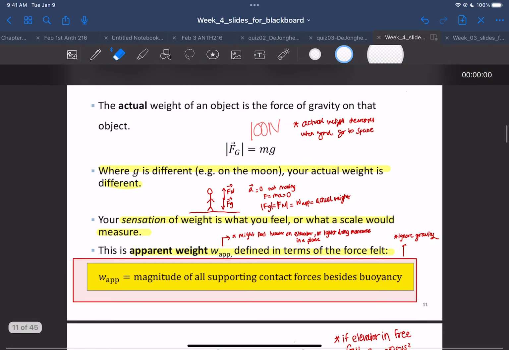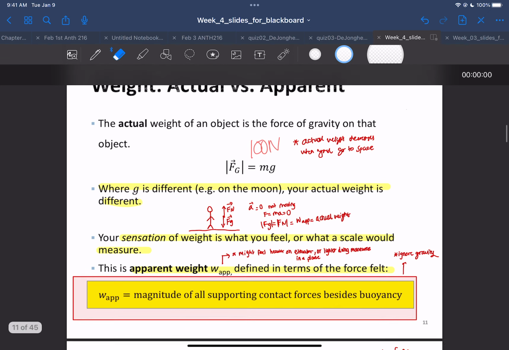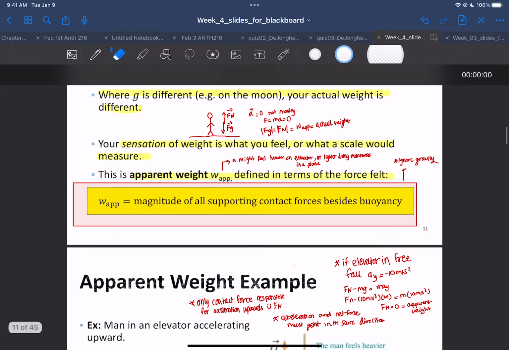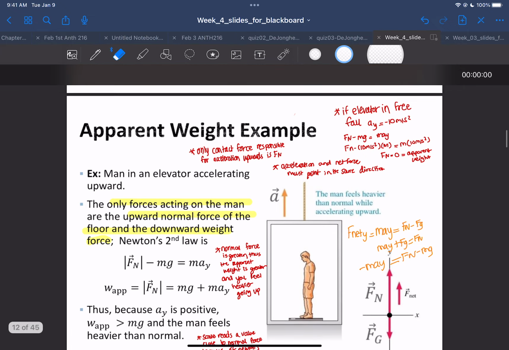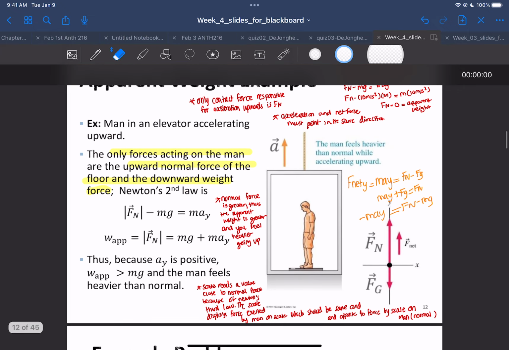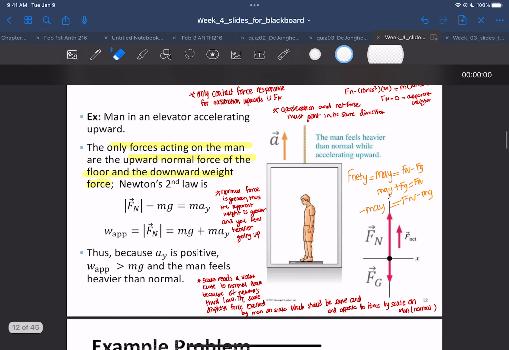Does that make a little bit more sense? Or does it make more sense, if you didn't understand it during lecture? Okay, awesome. Yeah, and I kind of already went over this essentially.